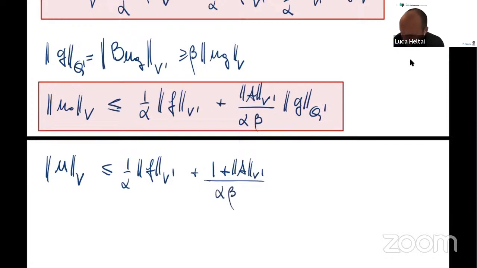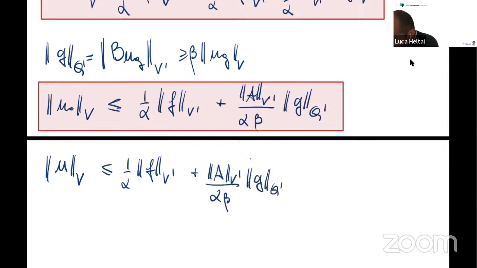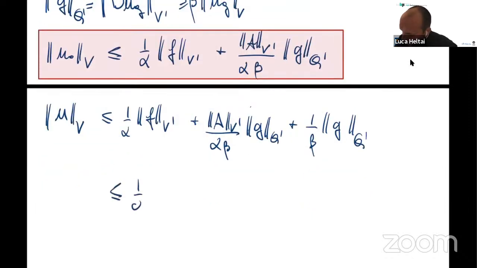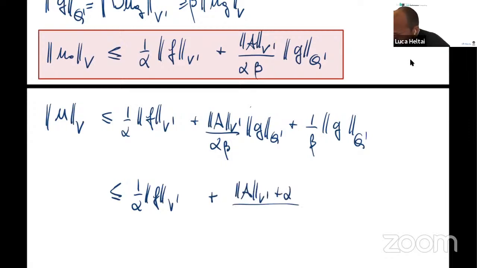I have to be careful here, I think. So I have to show this is G, 1 over beta. I have to be careful about how I write this, sorry. So this would be V prime over alpha beta, and then I have to add on the right hand side the norm of G in Q prime plus 1 over beta, the norm of U G. Norm of G. So this has to be massaged a little bit, and you can write this as, this remains F V prime, and then you have this is A V prime plus alpha divided by alpha beta.